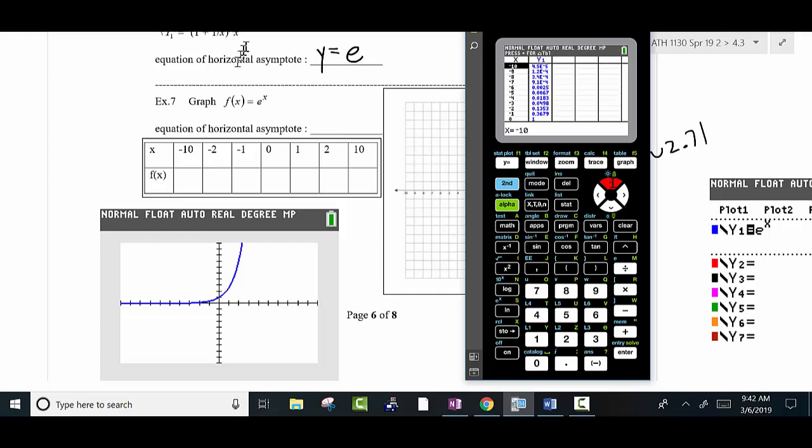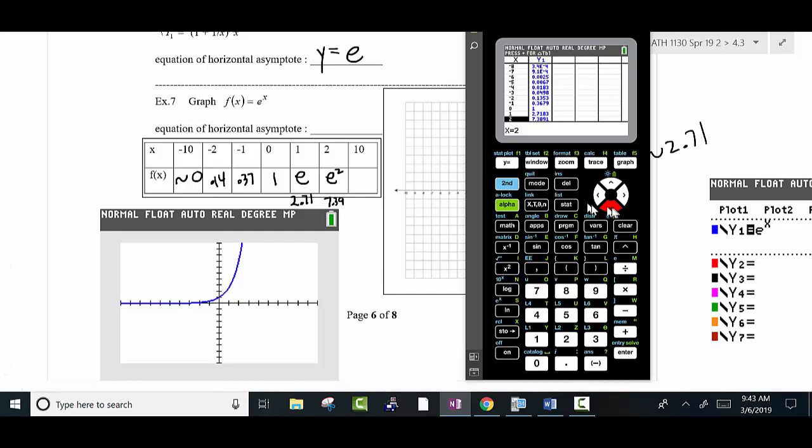You can scroll through this. When you get to -10, it doesn't matter. It's getting close to 0, so you can just write that it's almost 0. If you go to -2, we'll round maybe to 2 decimals. So at -2, that's about 0.14, it looks like. At -1, that's about 0.37. You have 0, 1. Then at 1, you have e, so you want to write e there, and that's really about 2.71. When you get to 2, that's really e to the second, so that is about 7.39.